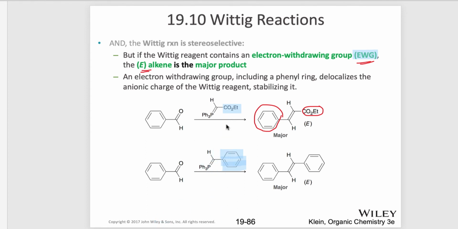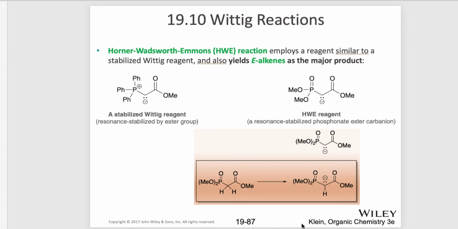So just by modifying the type of Wittig reagent that we have in here, introduction of electron withdrawing groups will control the E stereochemistry as the major product. And then synthetic chemists are happy for having made selectively or having gotten a higher yield of a wanted product. All right, one more twist to this. The Horner-Wadsworth-Emmons reaction, also abbreviated as HWE.